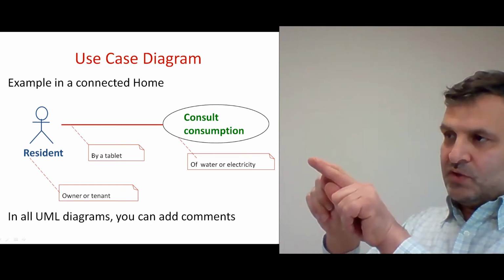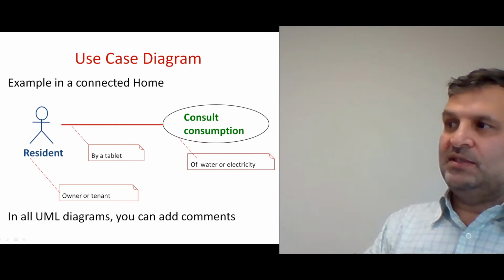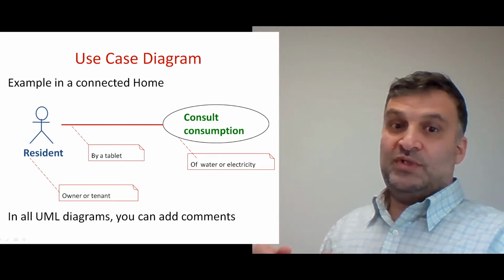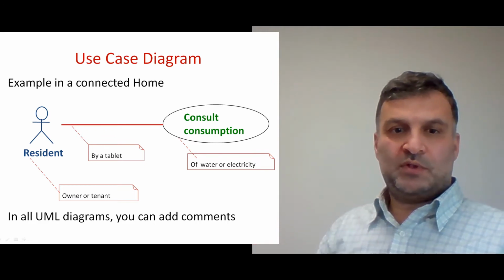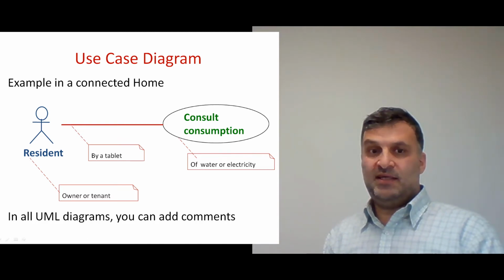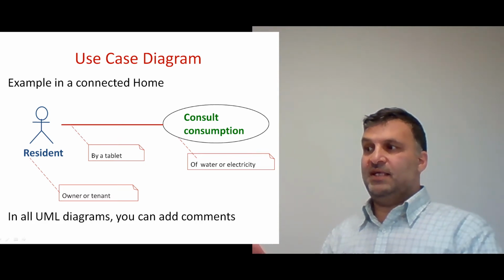We can also add a comment to the relation, for example, the resident can consult the consumption using a tablet or a computer. We can add a comment related to the resident. We can say he is the owner of the house, or he is the tenant.